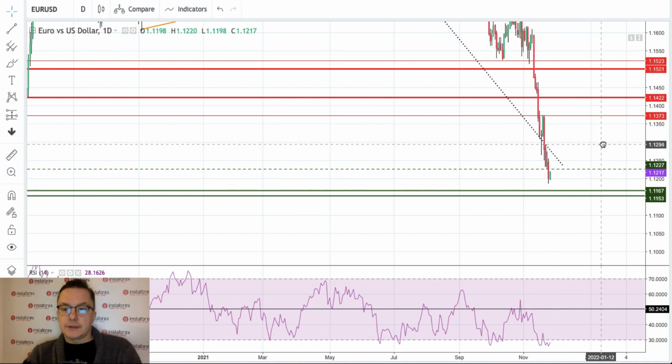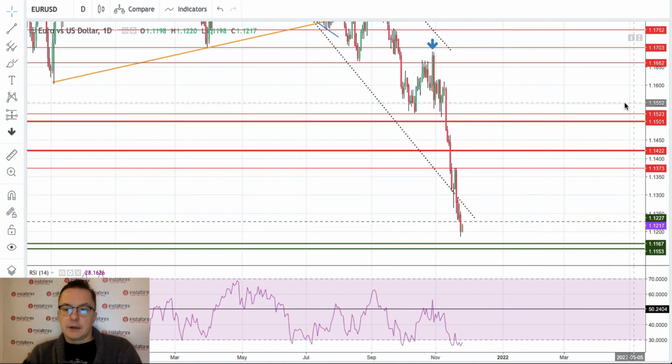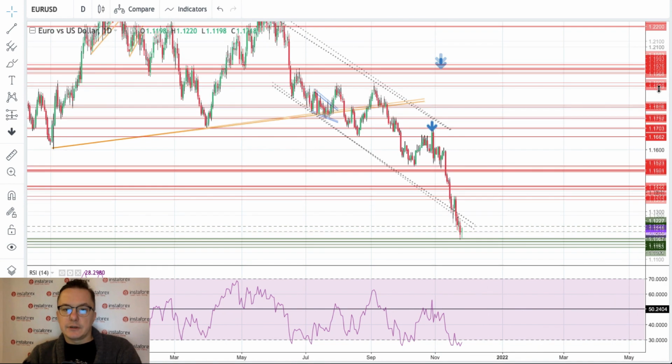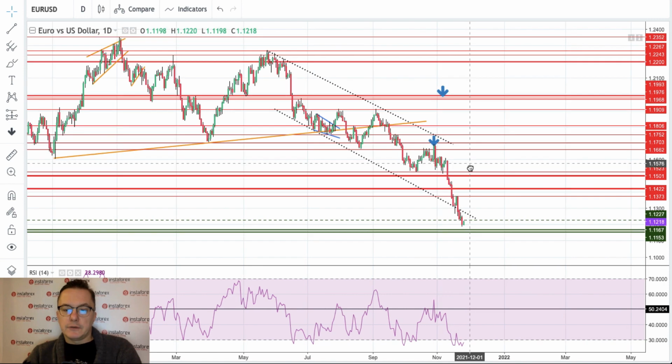There should be some sort of market reaction. There should be some sort of a bounce here. We will see how big this bounce will be on the euro dollar. However, there is still a downtrend on the euro dollar. We are out of the channel.